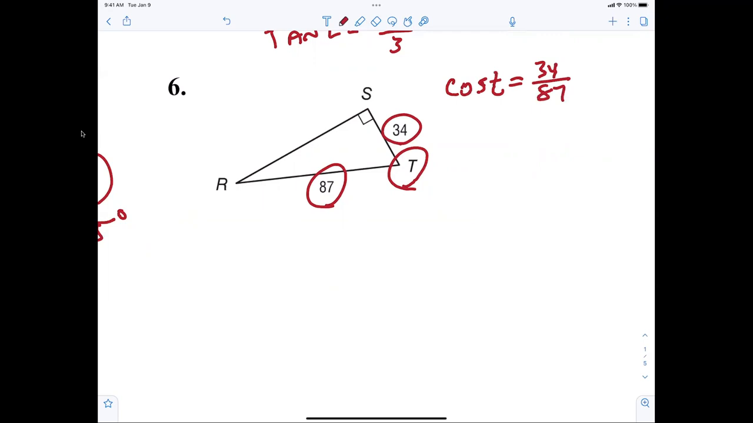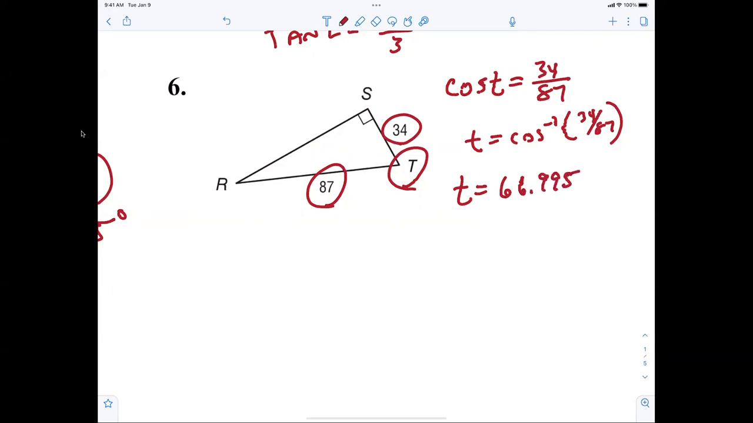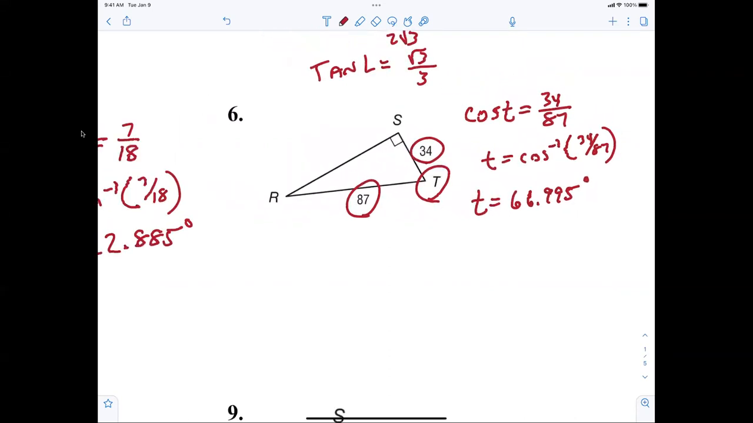What trig function am I going to use now? Inverse cosine. And now help me out. 66.995. Everybody okay with that? I don't care if you put 67. I'm not arguing over decimals. All right. So I understand that now. That's the power of trigonometry. You don't have to measure angles anymore.